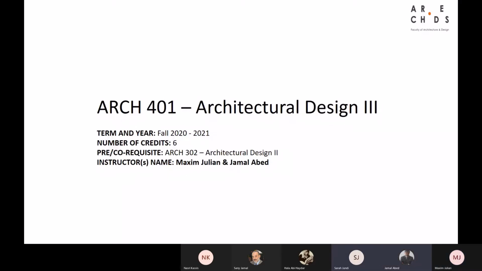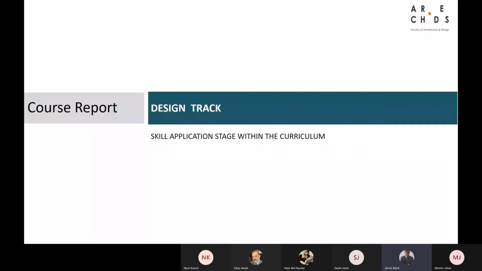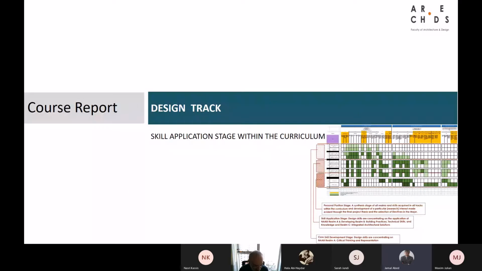All right. So this is for third year, fall term. The instructors were Maxime and myself, part of the design track. With the third year, that particular semester is the beginning of the skill application stage within the curriculum, as you could see here.